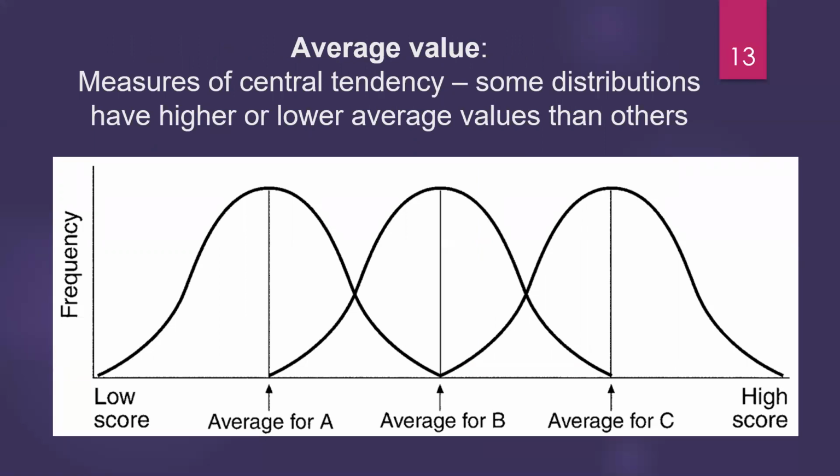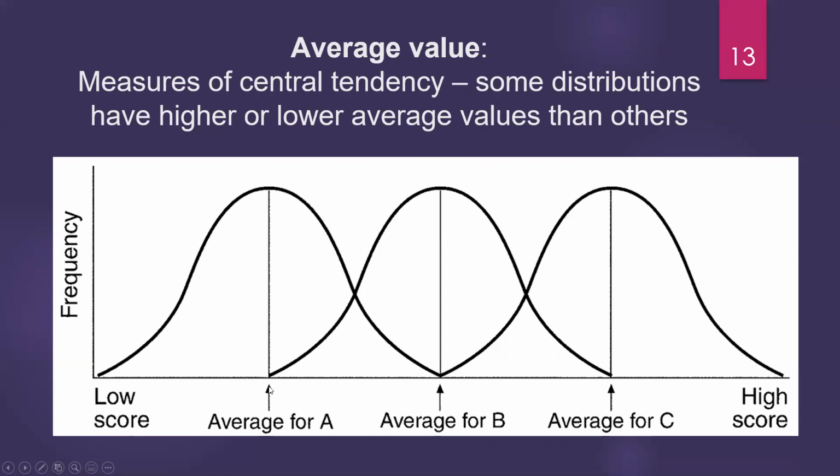have different averages, have different means. So they may have a different average value or measure of central tendency. Some distributions could have higher or lower average values than others. Let's pretend that these are mean test scores for 3 different classes. This class on the left meets at 8 a.m. This class in the middle meets at noon, and this class on the right meets at 3 p.m.